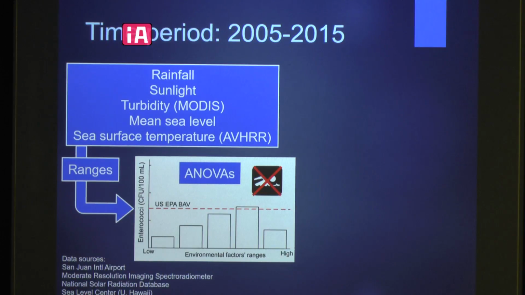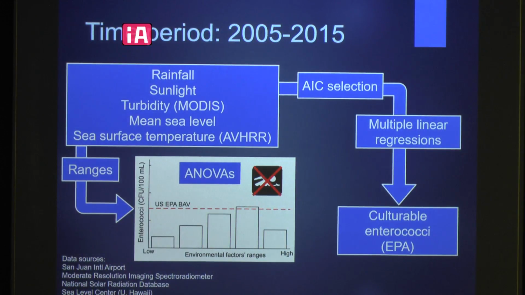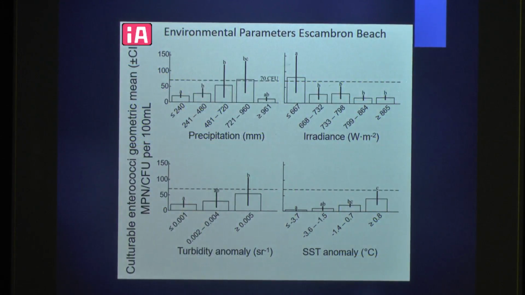After doing that, I used a similar AIC model selection approach to identify which of those variables were the most important or substantially contributing to explaining cultural enterococci, and then a multiple linear regression model to assess the significance of this. In terms of the results, this is only a snapshot of all the work. In the first graph, what I'm showing you is the cultural enterococci geometric mean concentration, plus minus the confidence intervals. And the x-axis shows those specific ranges of these environmental factors.